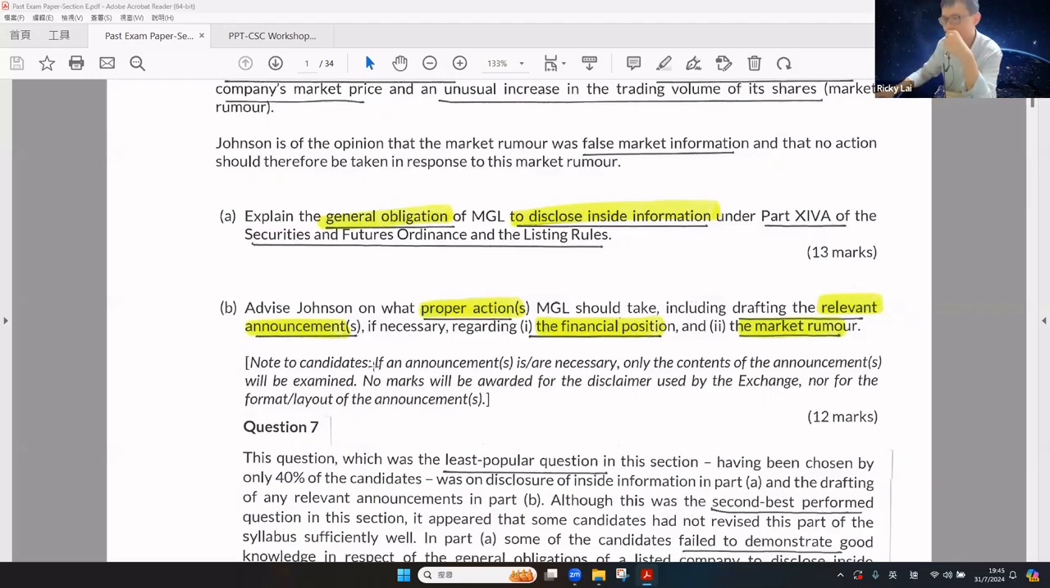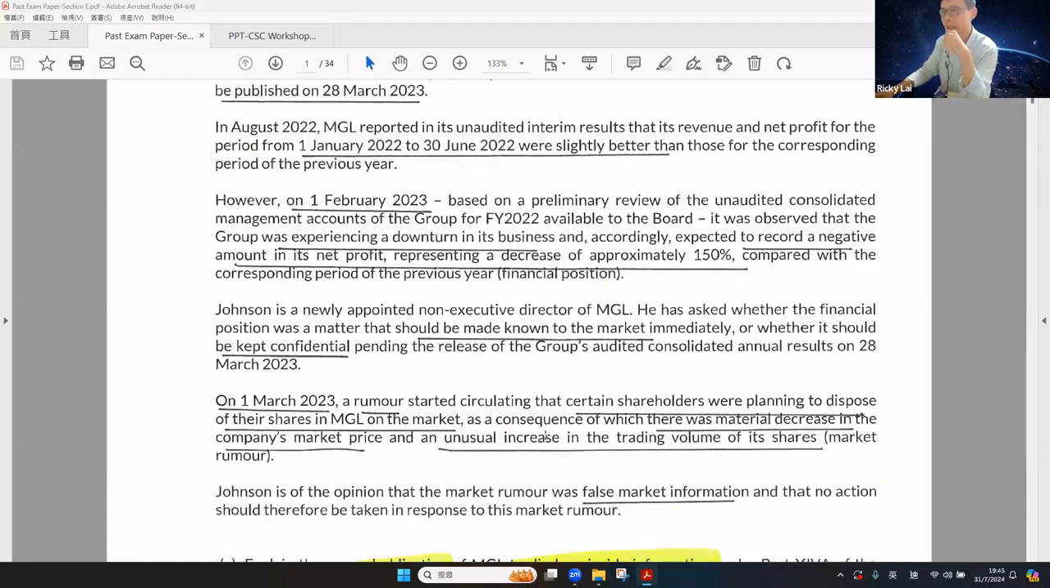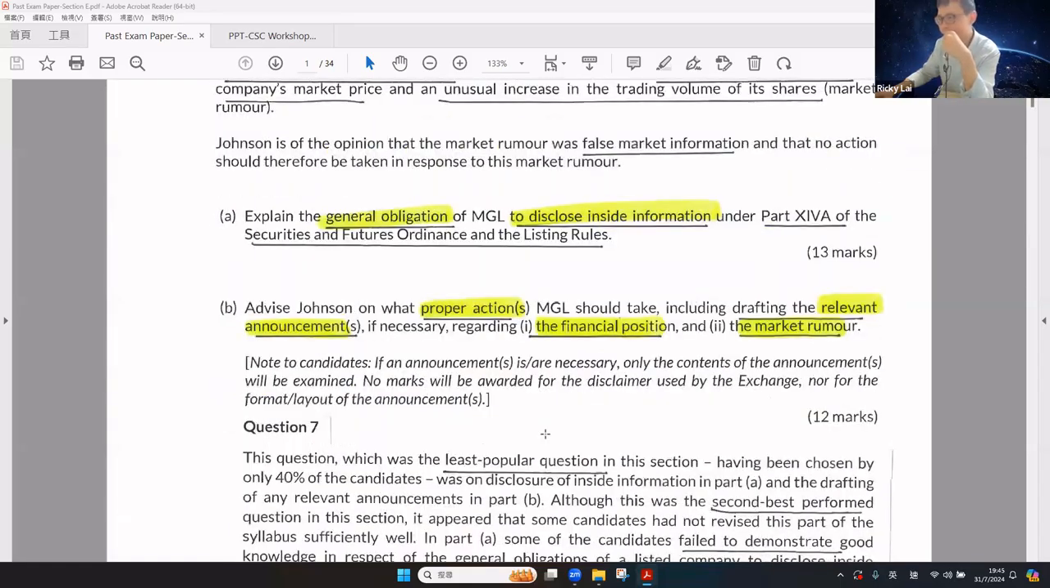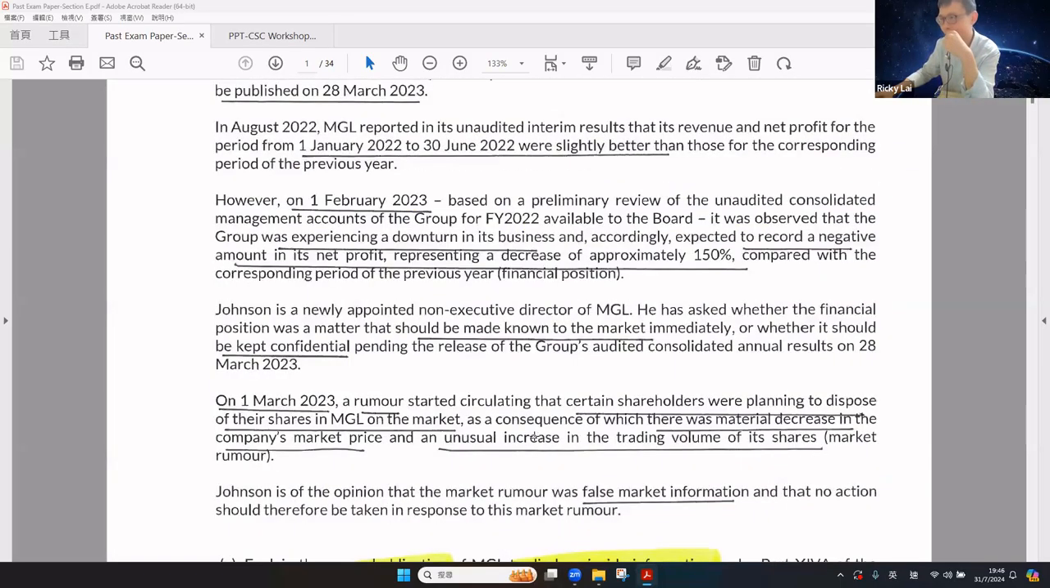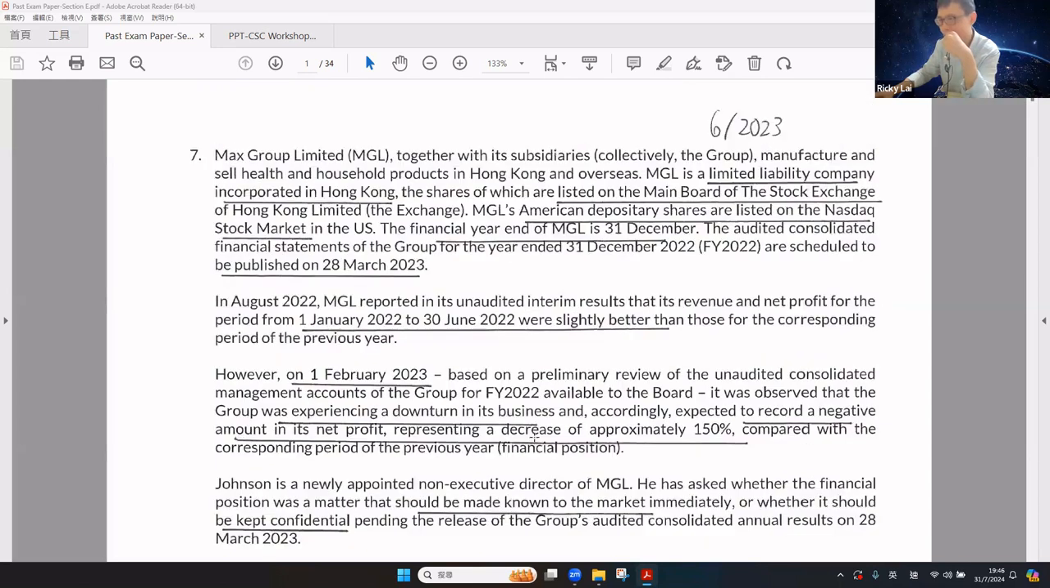Okay, and also some reminders to the candidate. With the announcement, only the content will be examined. There is no need to say anything about the disclaimer used by the stock exchange or any format of the announcement. That is a gentle reminder to the candidate. Okay, the question seems very straightforward. In order to solve the problem, let's take a look at the scenario of the question.